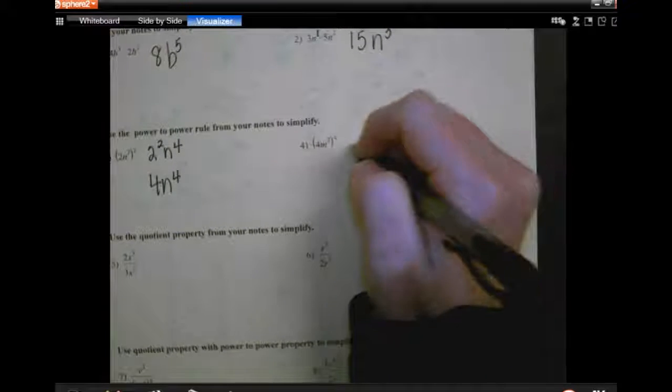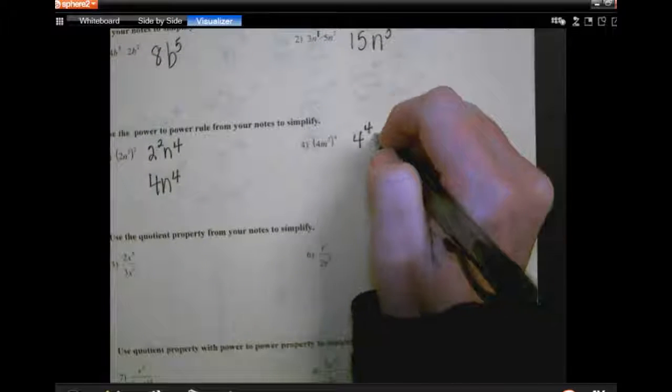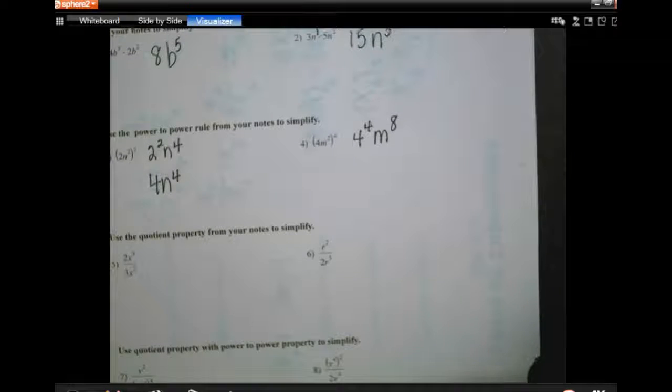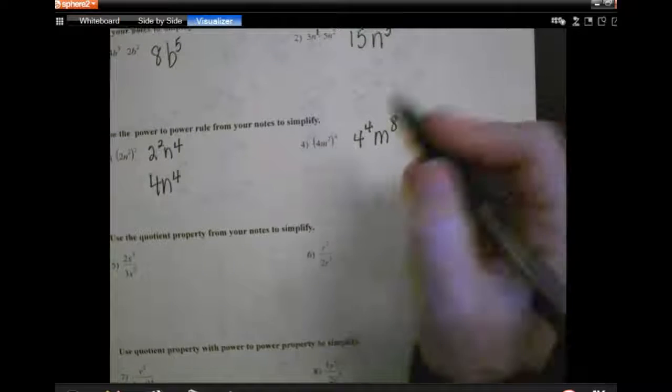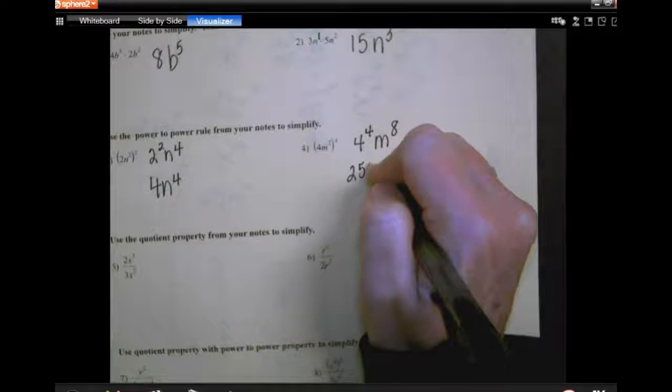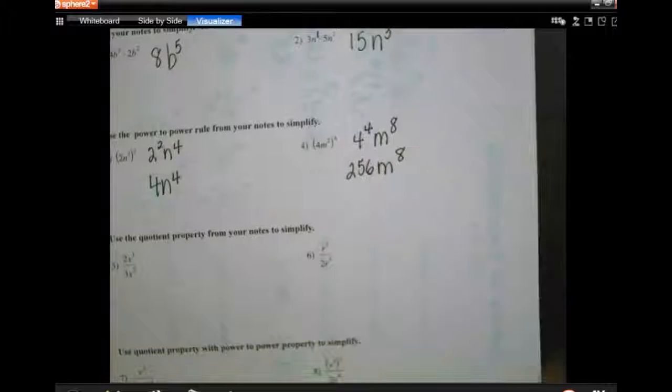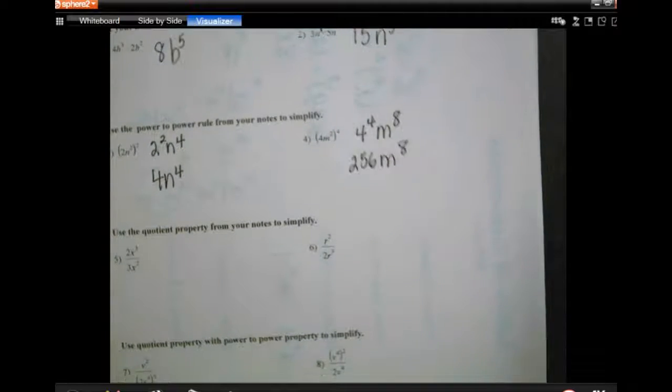So on the next one, I get 4 to the 4th, m to the 8th. Yeah, what is it, 256? 16 times 16. Now somebody pick up your phone. Is that 256? We're going with that. If it's not right, it's Mason's fault.